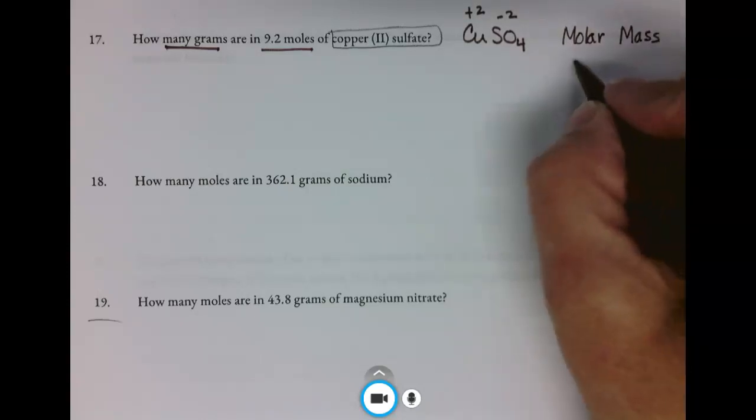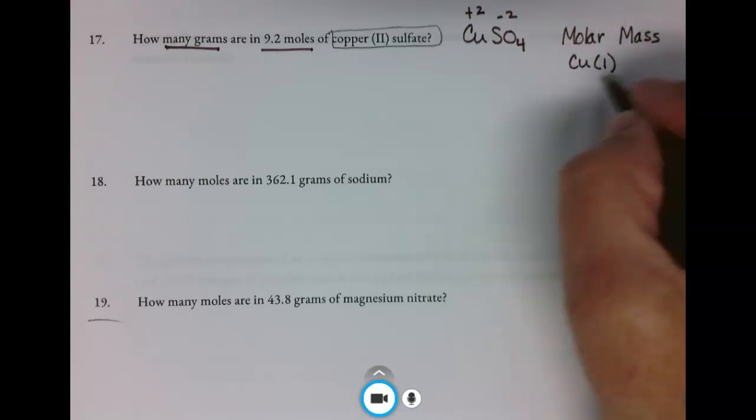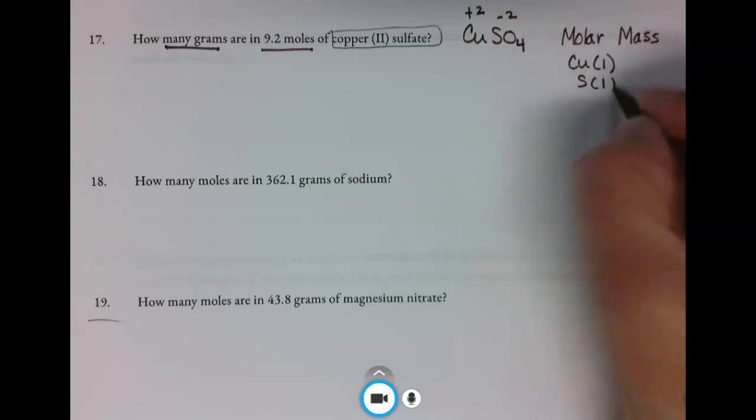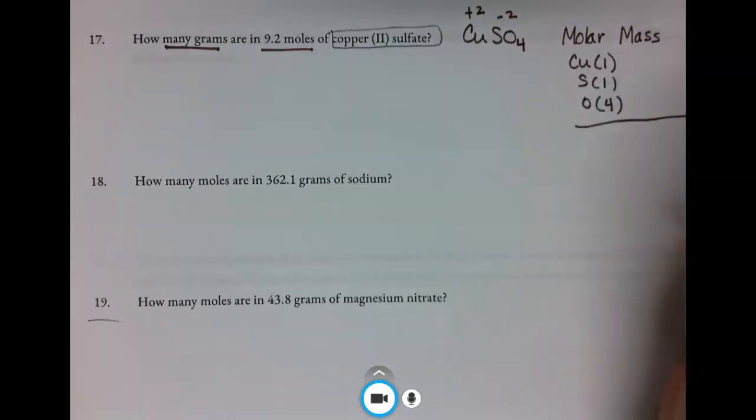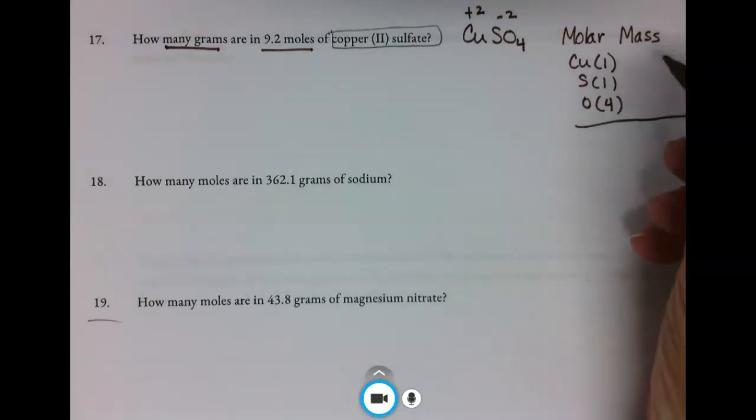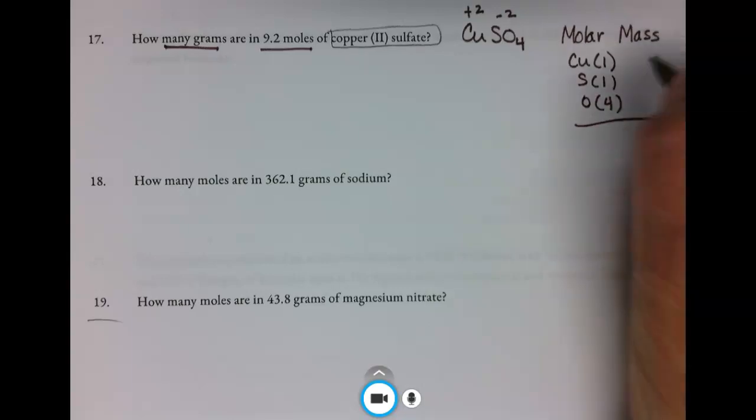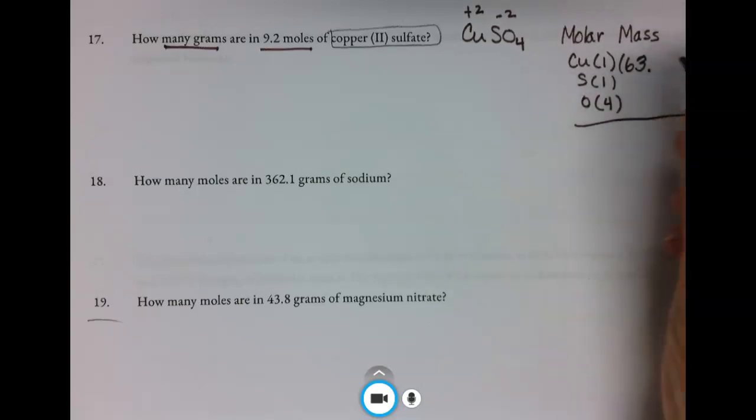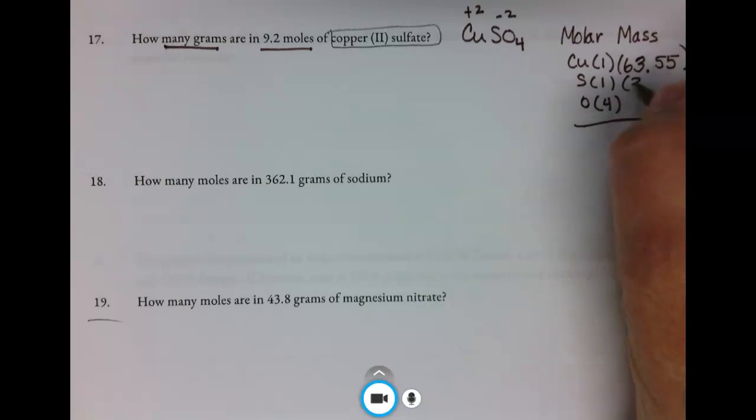So we need to do a calculation. Copper, there's 1. Sulfur, 1. Oxygen, 4. This is where I told you a couple of videos ago that you needed to be sure you could do molar mass, or you won't be able to do this problem. So copper is 63.55. Sulfur is 32.07. And oxygen, 16.